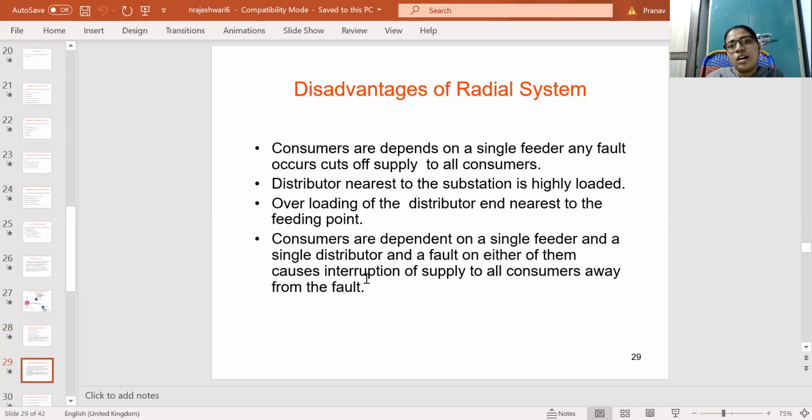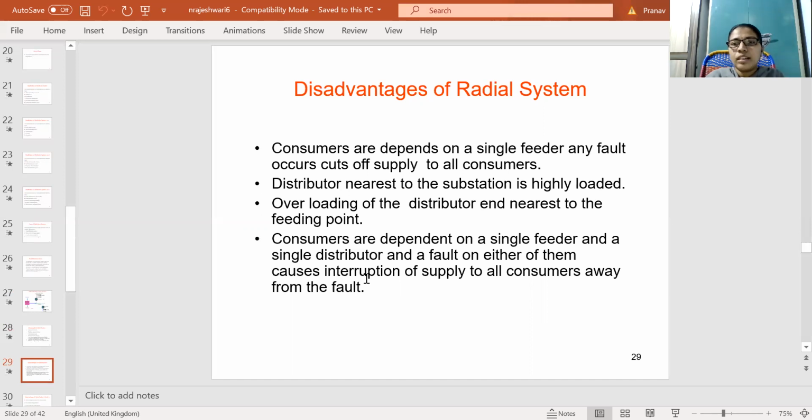So consumers depend on the single feeder. If any fault occurs, it cuts off the supply to all consumers. This is the main disadvantage of radial systems, because only a single feeder is connected from substations to the load centers. So all the consumers depend on only a single feeder. If a fault occurs on the feeder, then the supply will be cut off to all consumers connected to that single feeder.